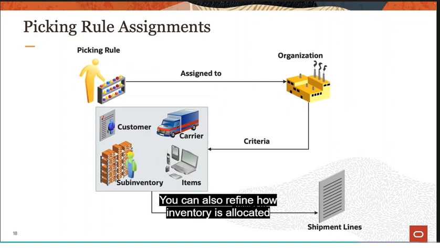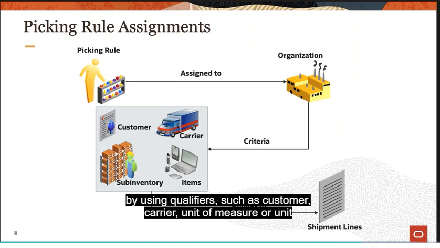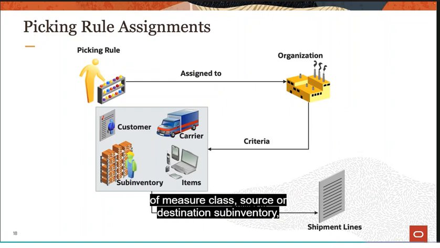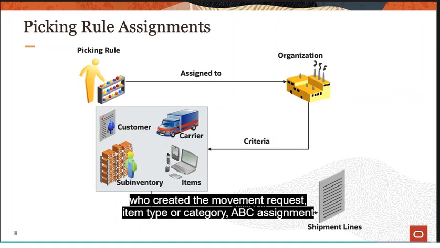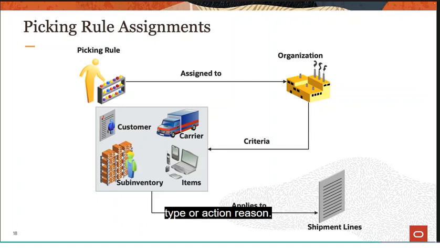You can also refine how inventory is allocated by using qualifiers such as customer, carrier, unit of measure class, source or destination subinventory, who created the movement request, item type or category, ABC assignment group and class, and transaction attributes like source type, transaction type, or action reason.